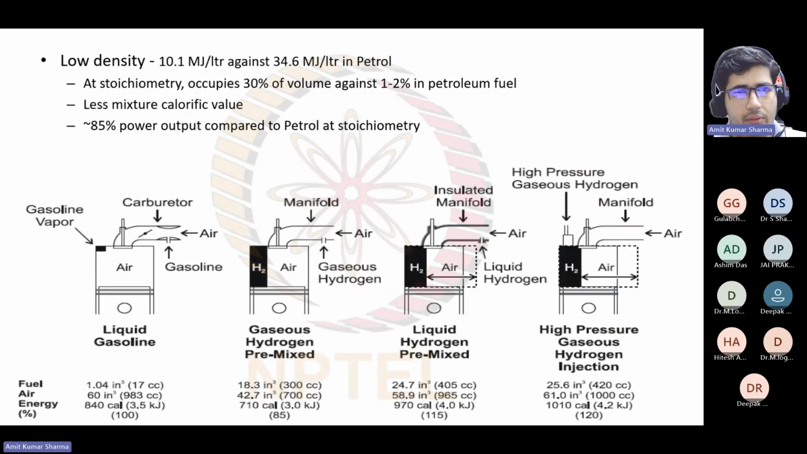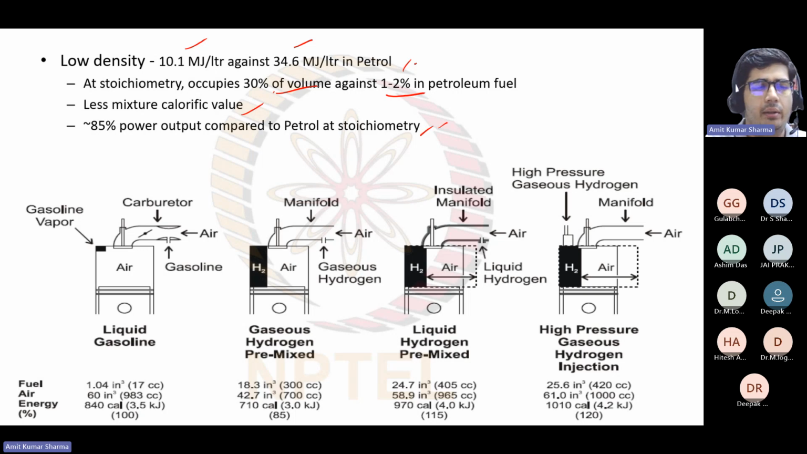Low density. If you compare the density, it is 10.1 megajoule per liter against 34.6 megajoule per liter in petrol. So its stoichiometry occupies 30% of volume against 1 to 2% in petroleum fuel, with less mixed calorific value, and 85% of power output compared to petrol at stoichiometry.